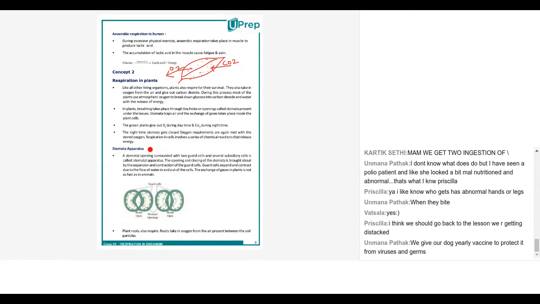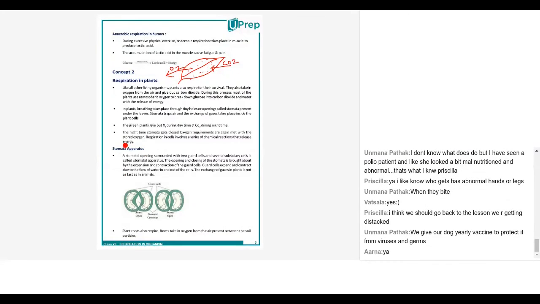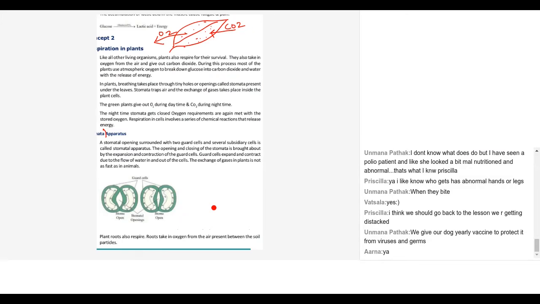There's something called the stomatal apparatus. Who can answer what is a stomatal apparatus? Like this whole stomata, which consists of the stoma and the guard cells, correct. And including the chloroplast in the guard cells.